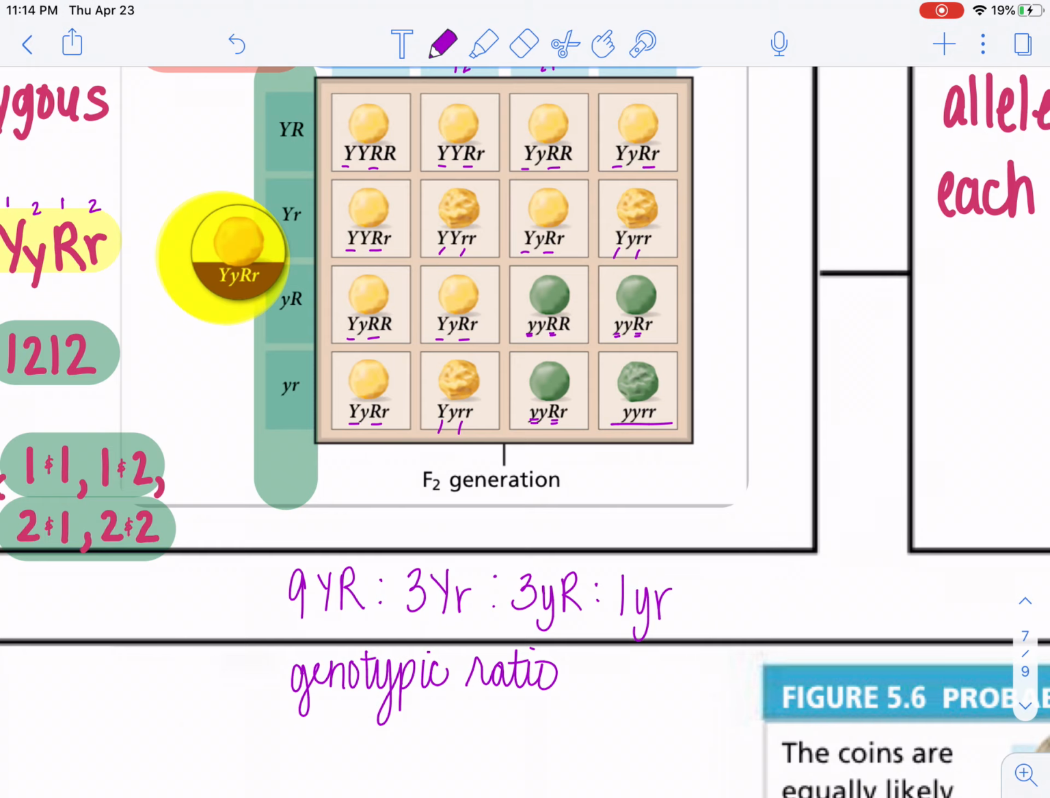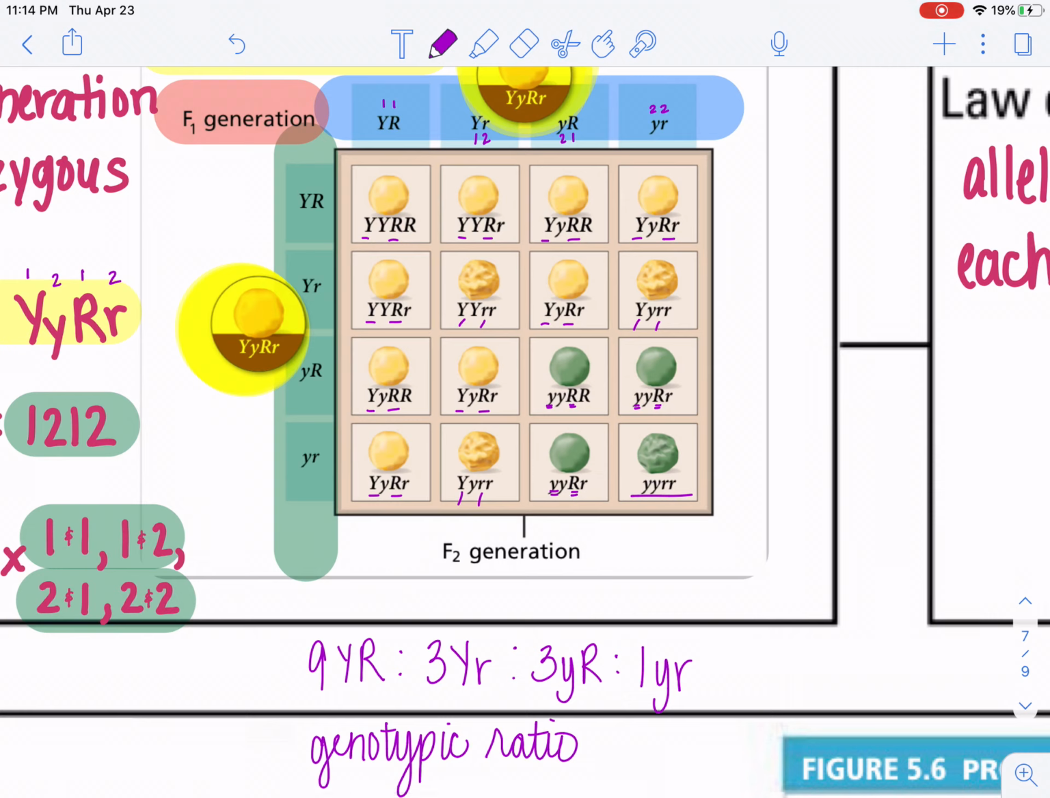Phenotypically, we can look at it and it gives us the pictures. There are 1, 2, 3, 4, 5, 6, 7, 8, 9 yellow round peas. There are 3 yellow wrinkled. There are 3 green round. And then there's 1 green wrinkled. And again, that's physically just looking at the pictures, looking at what we actually have.